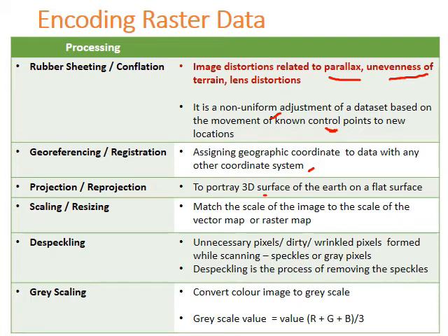Usually we have RGB color values, and the grayscale conversion takes the average of the RGB values, converting that colored image into a grayscale image. This is the processing that we do.